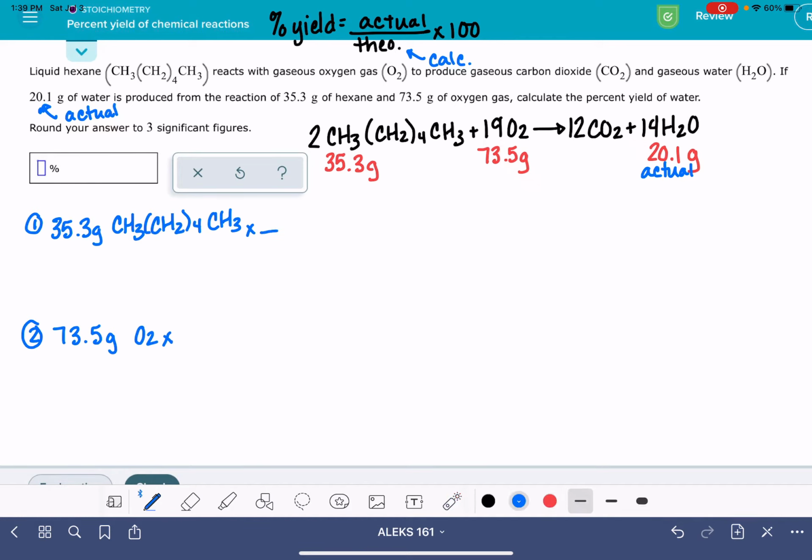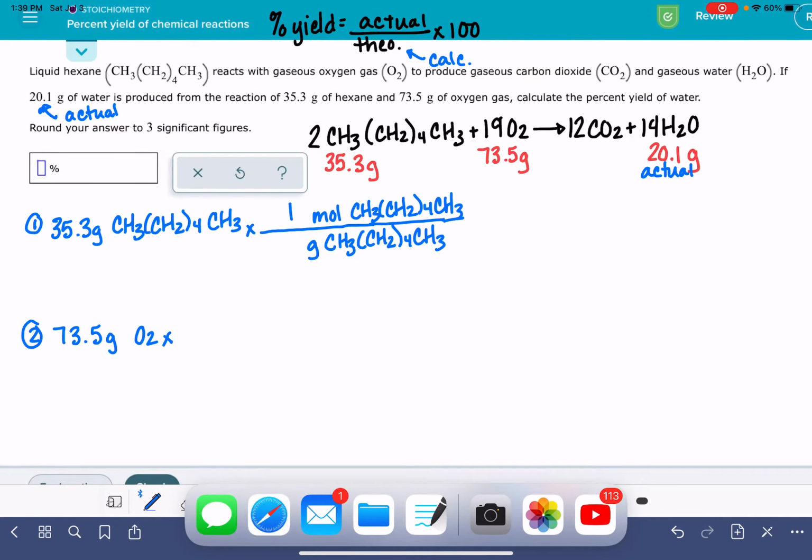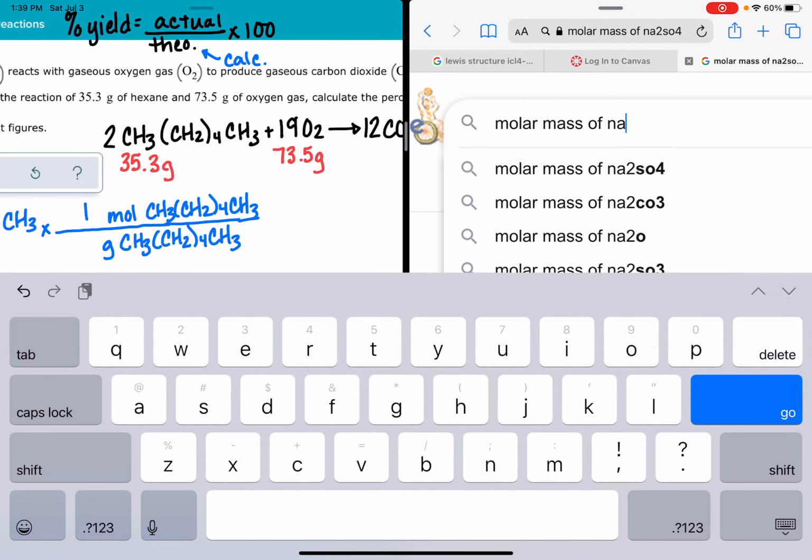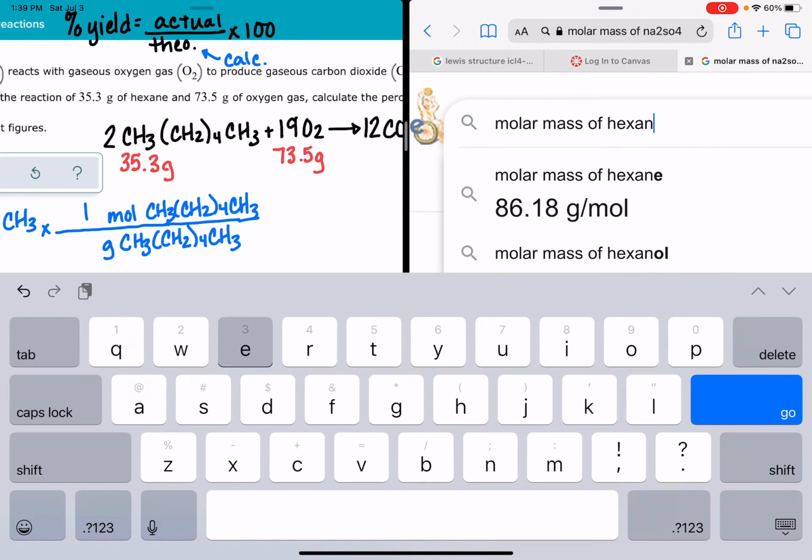So the first thing that we have to do is get rid of these units of grams of CH3(CH2)4CH3, and we want to convert into units of moles of CH3(CH2)4CH3. Adding up these molecular weights can be pretty tedious, so it's handy to go to the internet and just look them up. What is the molar mass of hexane?